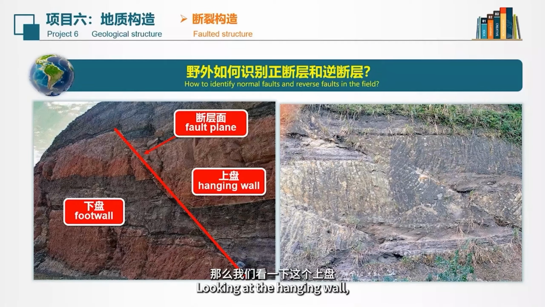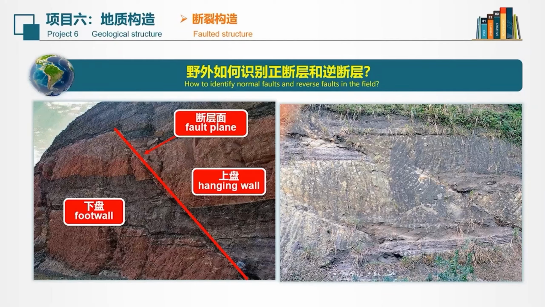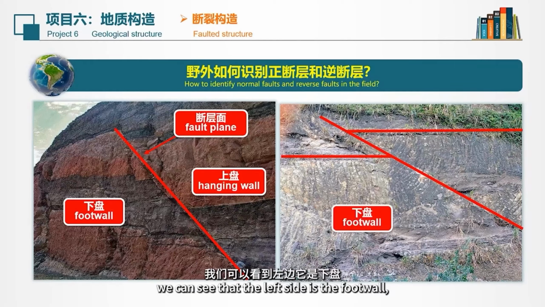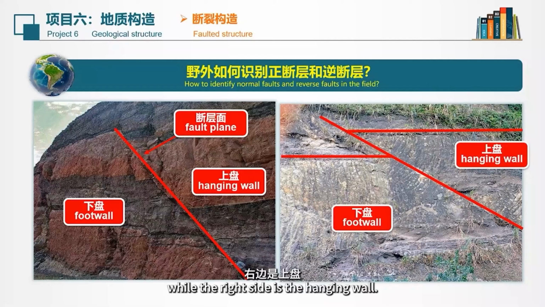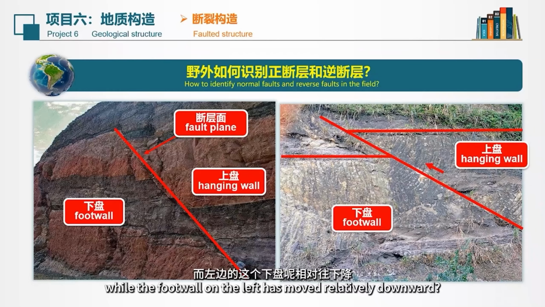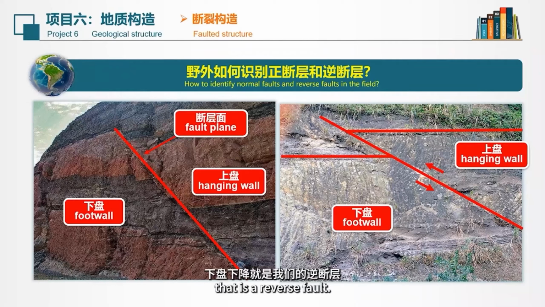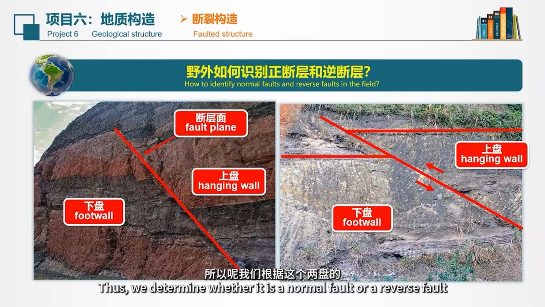Looking at the hanging wall, has it moved relatively downward? And the footwall, has it moved relatively upward? Hence, the photo on the left is a normal fault. Let's take a look at the photo on the right. In the photo on the right, we can see that the left side is the footwall, while the right side is the hanging wall. Then, has the hanging wall on the right moved relatively upward, while the footwall on the left has moved relatively downward? When the hanging wall rises and the footwall descends, that is a reverse fault. Thus, we determine whether it is a normal fault or a reverse fault based on the relative displacement of the two sides.